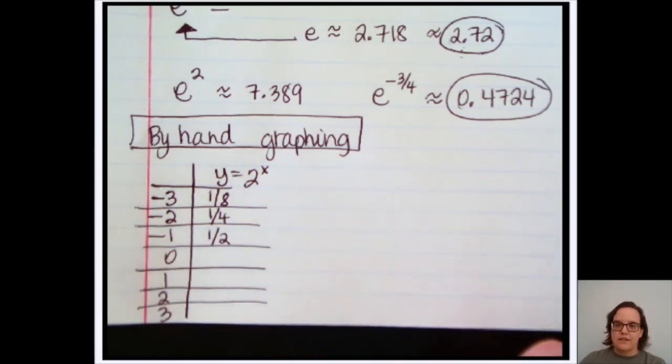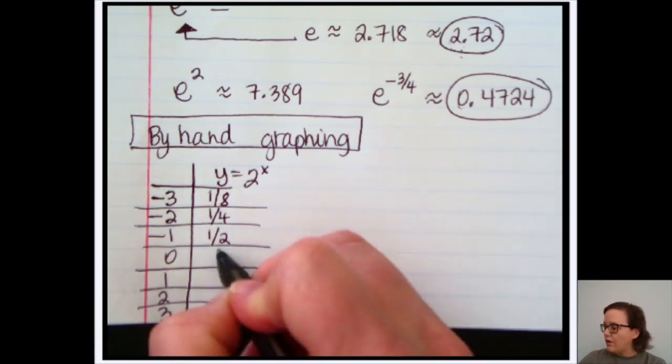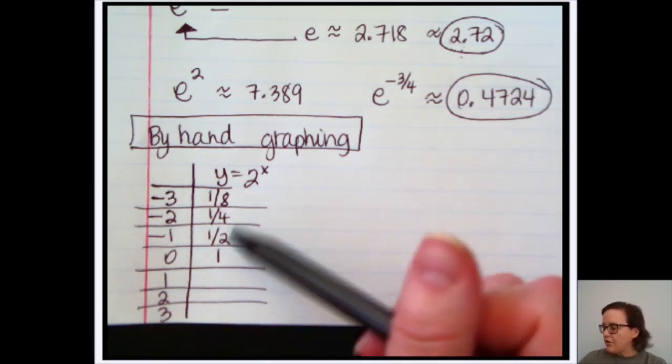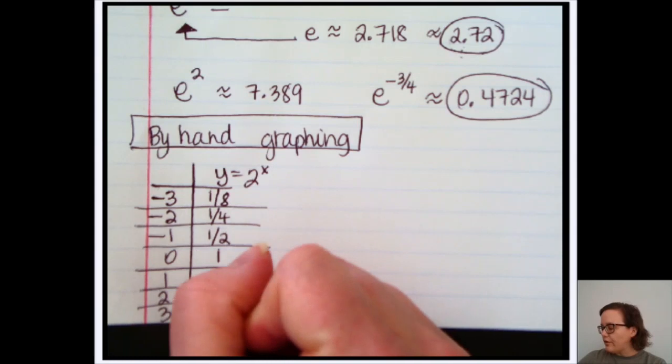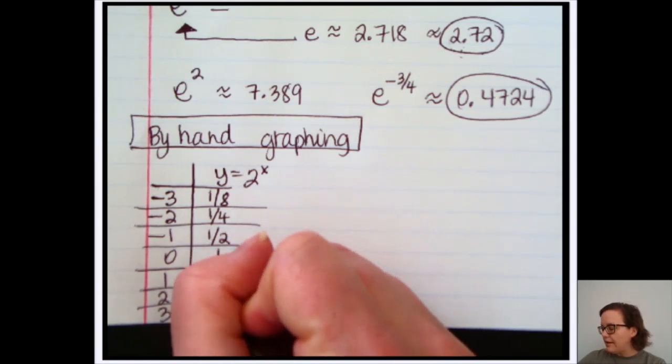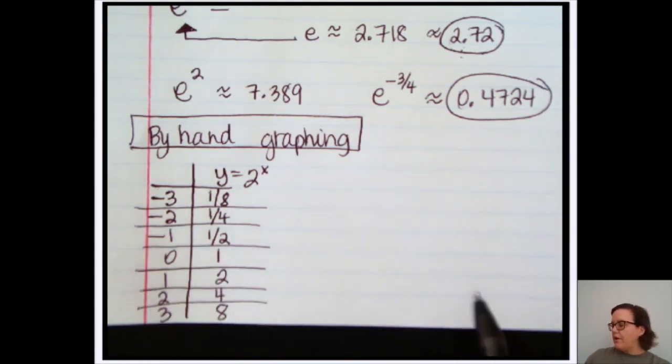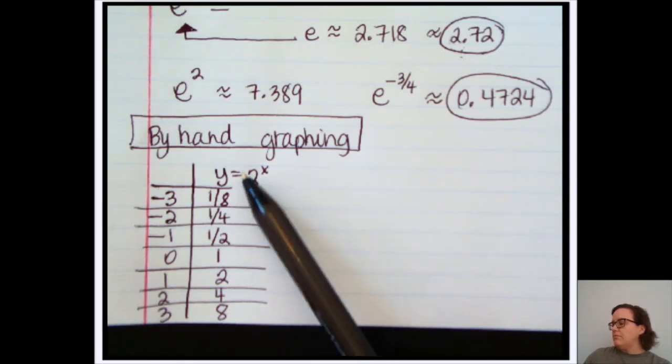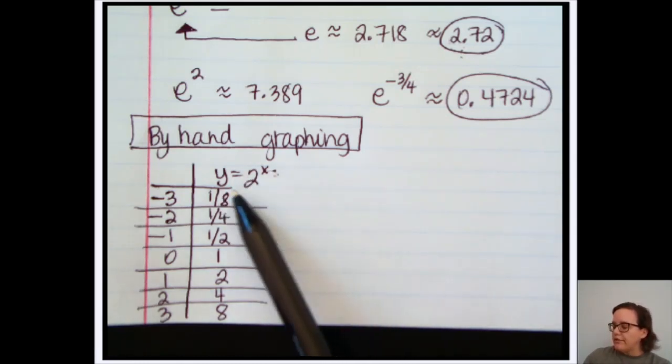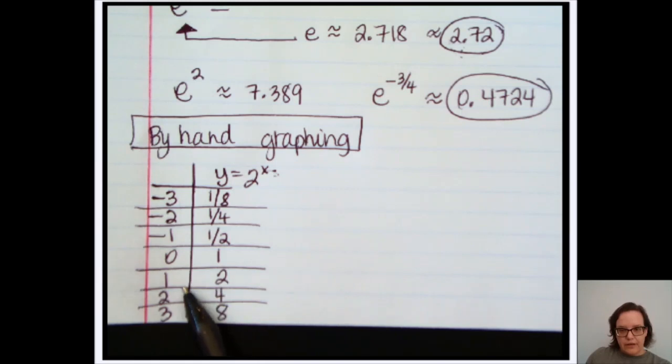What's anything to the 0 power? 1, so we get 0, 1. 2 to the first is 2, 2 squared is 4, and 2 cubed is 8. So by hand, if we need to, we will just plug in numbers here, and this is good practice for evaluating.